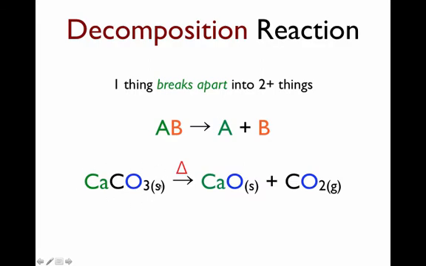A specific example of a decomposition reaction is shown here. This stuff here is called calcium carbonate. If you take solid calcium carbonate and heat it up, you can make this material, which is called calcium oxide, and carbon dioxide. Basically the molecule over here on the left broke apart into two other types of molecules, calcium oxide and carbon dioxide. So this reaction here is one type of decomposition reaction.